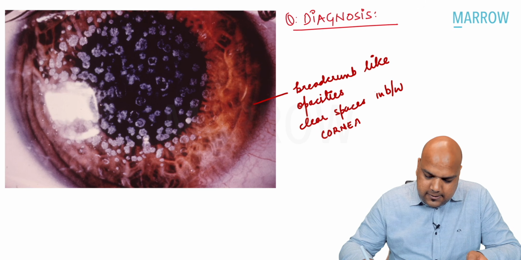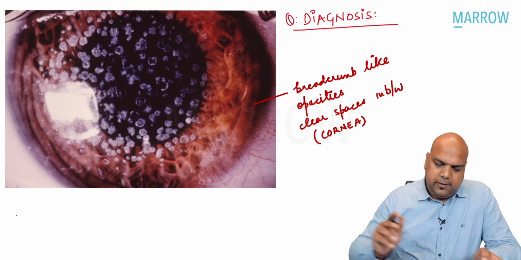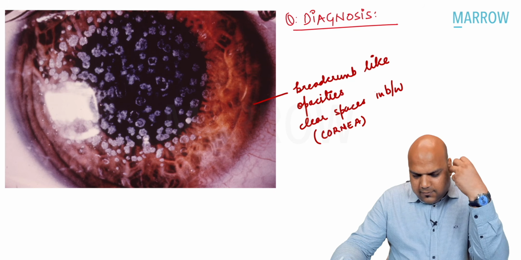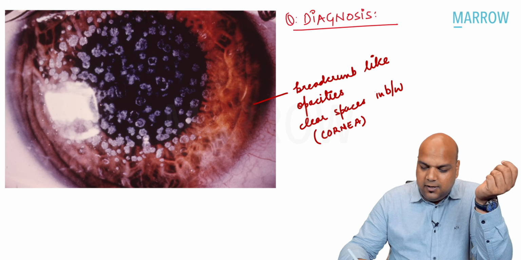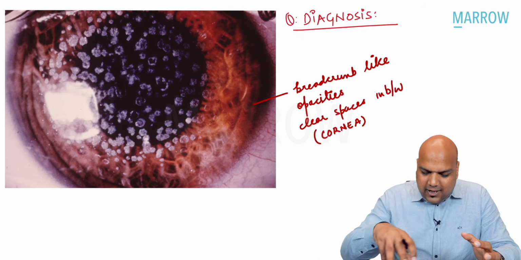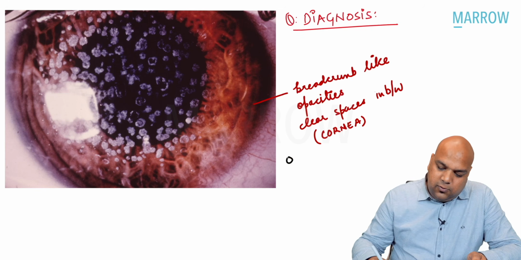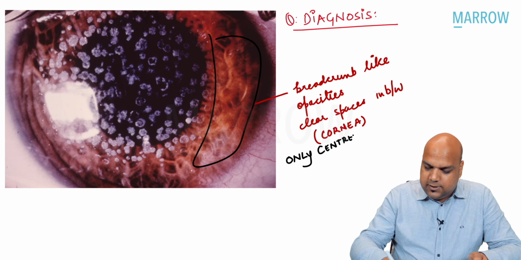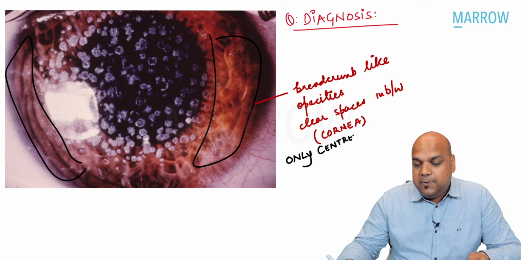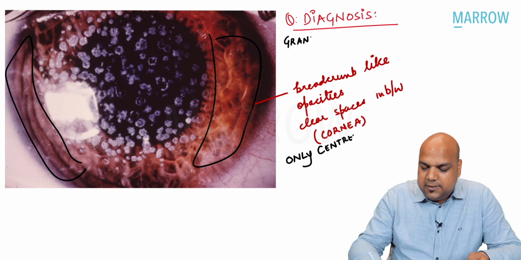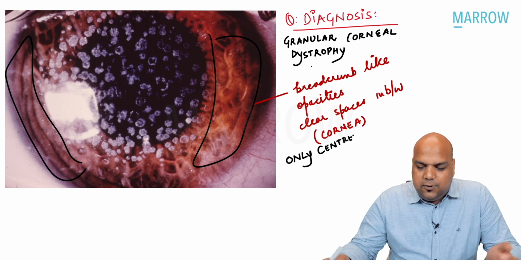We are talking about the cornea, yes. Any understanding of what it could be? These are like breadcrumbs, or if I don't want to say that word, but if you can think of any other word, granules. Yes. So these are like granular deposits or opacities which are interspersed with clear spaces, and they affect only the center. See, the periphery has not been affected. Only the center has been affected. These are the characteristics of the famous granular corneal dystrophy. A very common stromal corneal dystrophy, and that is what is given in the question.